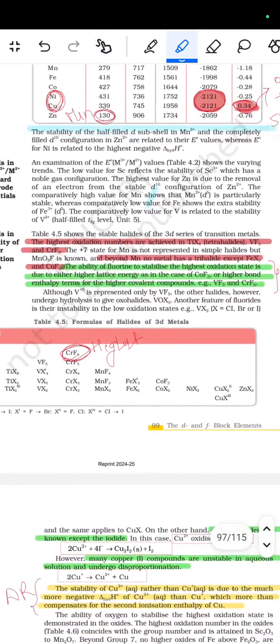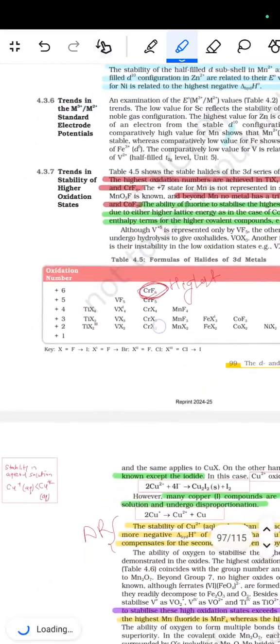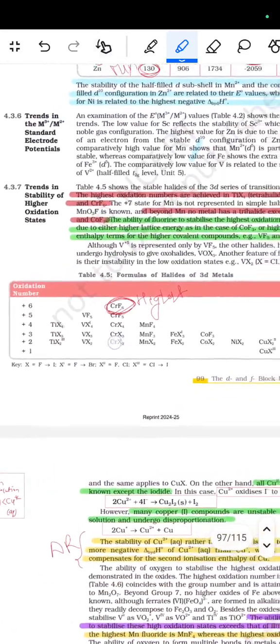The stability of half-filled d cell in the Mn2+ and the completely filled d10 configuration in the Zn2+ are related to the electrode values, where the electrode for nickel is related to the highest negative enthalpy of hydration. फिर आता है trends in the M3+/M2+ standard electrode potential.